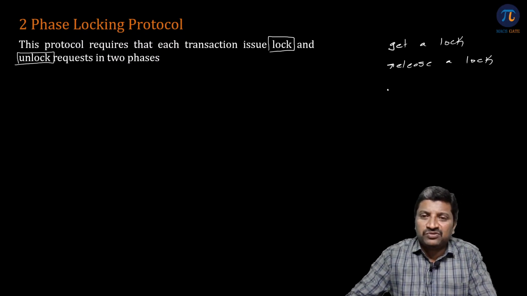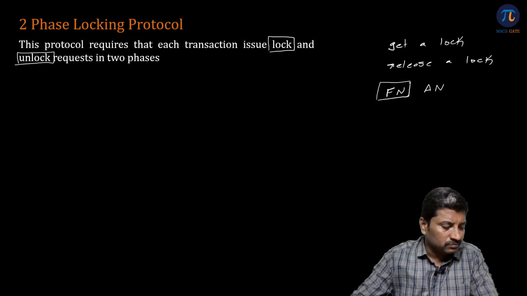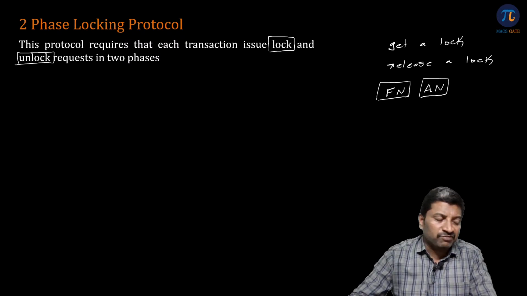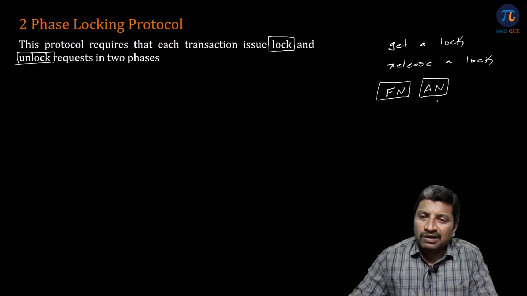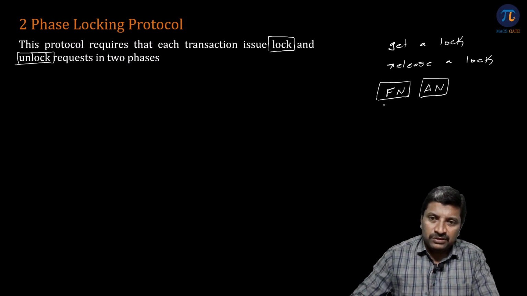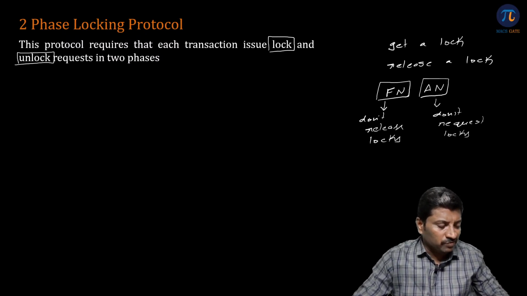So here, as human beings, we already have a very clear distinction between forenoon and afternoon. In forenoon, you can request any number of locks. In afternoon, we can release any number of locks, but in forenoon, I should not release a lock. In afternoon, I should not request a lock. So here, in forenoon, don't release locks. In afternoon, don't request locks.